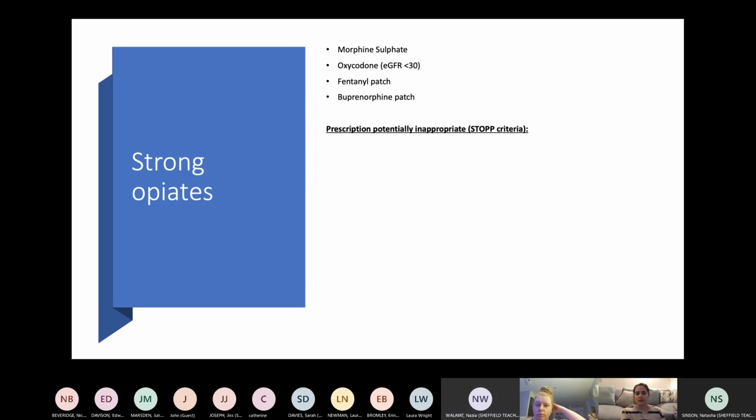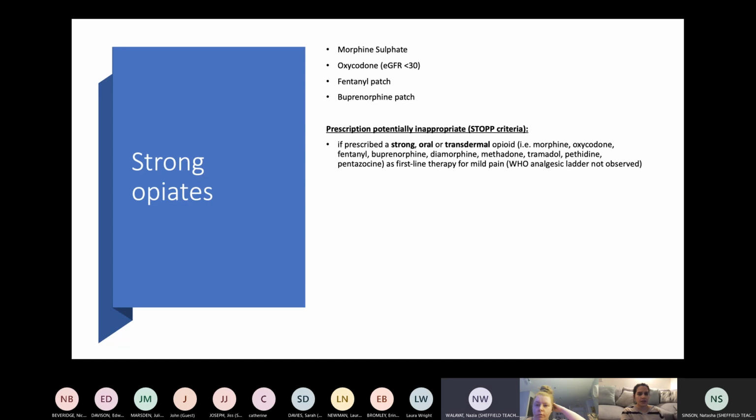In all opiates, this includes codeine, it's also something that you have to consider in the STOPP criteria, which I mentioned last week as well. So it's a screening tool of medications that you might need to think about whether it's an appropriate prescription. So they're saying that they should not be prescribed essentially as a first-line therapy for mild pain. So if it's been prescribed as that, then you need to think about stopping it and doing something else.